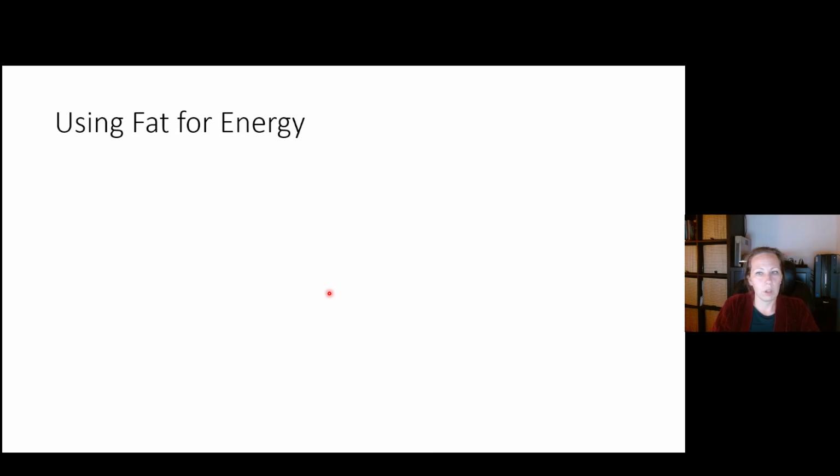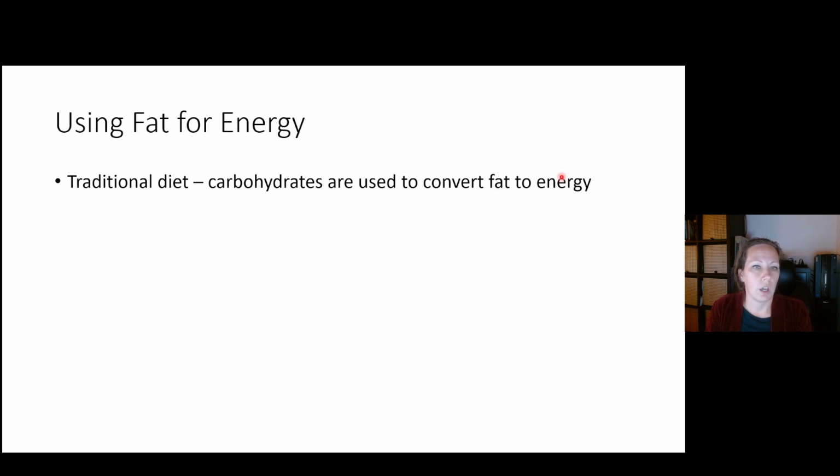Okay. So this is where I'm gonna delve off into my keto stuff, but it's because the book starts telling us things that are incorrect, and I can't let that pass. So using fat for energy. The book says you shouldn't do it. Okay, so in a traditional diet where you are having 50% of your calories as carbohydrates, those carbohydrates are used to convert fat to energy. Okay, so fat can be converted to energy, but the carbohydrates are actually used to help do it.